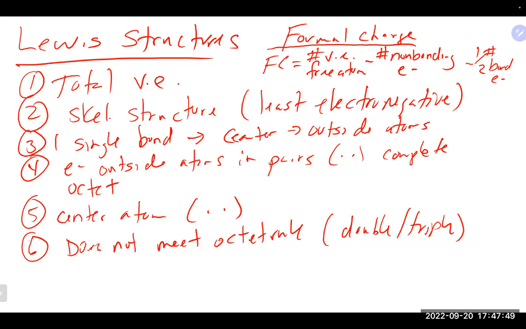Yeah, so it's basically the number of valence electrons in the free atom. So you would go to the periodic table and go, carbon's got 4, minus the number of non-bonding electrons. So these are actually individual electrons, so each dot counts. So, 2, 4, 6, 8, all the dots that you have in your picture, minus 1/2 the number of bonding electrons, also each individual dot, basically.